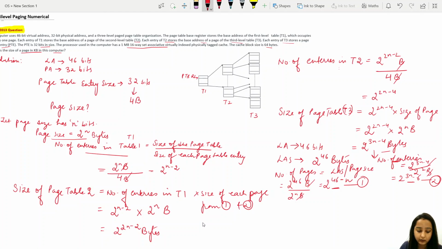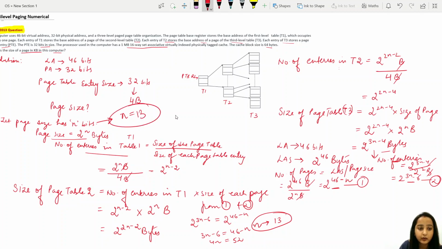what we will get? We will get 2 raised to power 3n minus 6 equals 2 raised to power 46 minus n. So the bases are the same, I can write it like this. So it will be 4n equals 52. What is the value of n here? n will be 13 here. 52 divided by 4, n is 13.